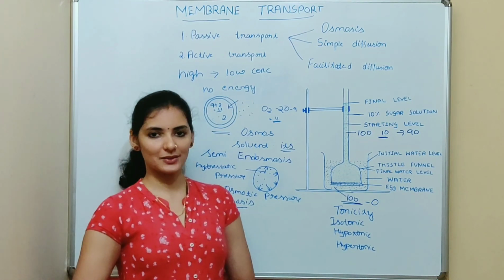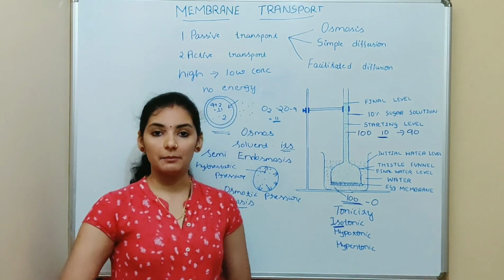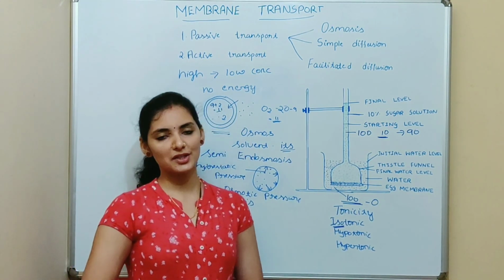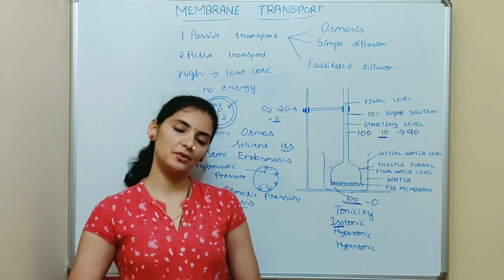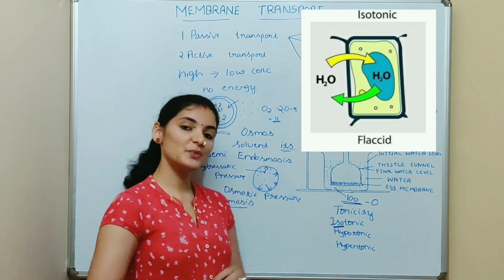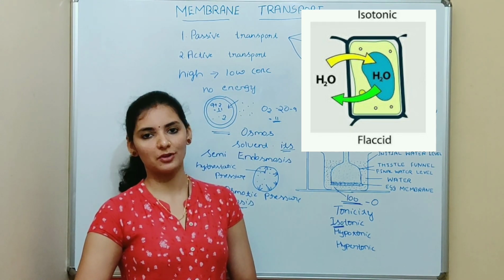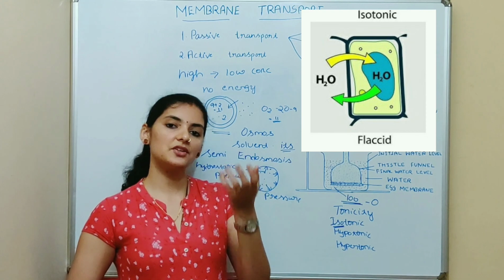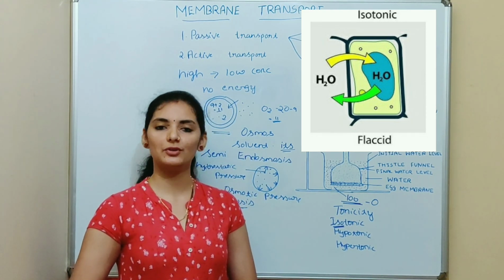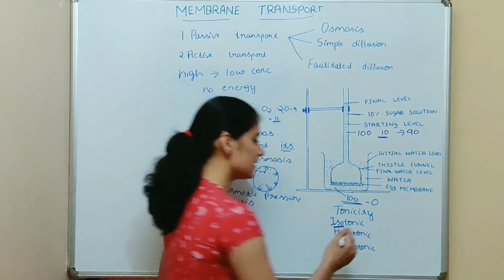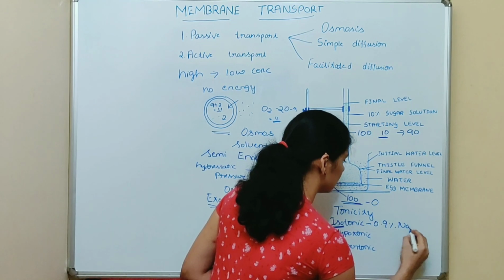First one, isotonic solution. As a prefix, iso refers to the same. So this type of solution has the same solute concentration when compared to the solute concentration of a cell. So, what happens when you place a cell in isotonic solution? There is no net movement of water molecules, isn't it? Because the solute concentration outside the cell and inside the cell is the same. So, there is no net movement of water molecules.